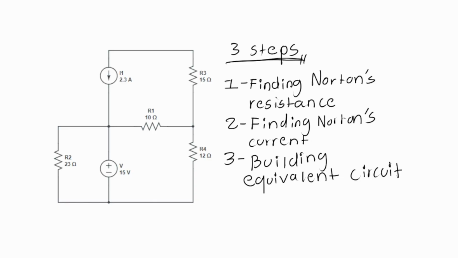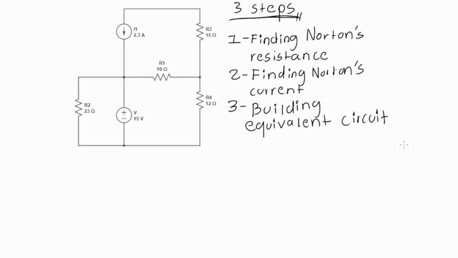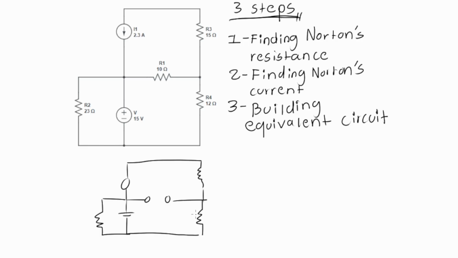For this circuit and explanation, I'll say that we want to know the current and voltage of resistor 1. In that case, we have to open the terminals of resistor 1 to be able to do the first step, which is finding Norton resistance. So, we have to open the terminals of resistor 1, so we obtain a circuit like this.